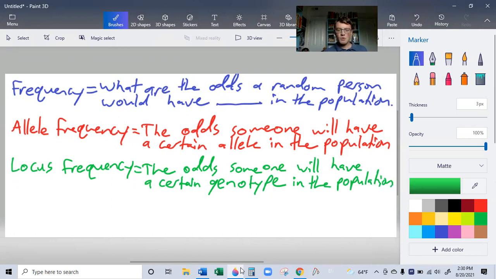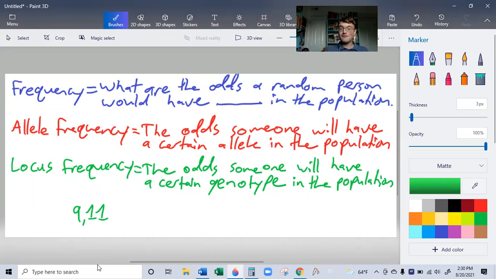Okay, what we mean by that is, whereas the allele frequency was, what are the odds they have a 9 somewhere in the combo? A locus frequency would be, for example, what are the odds they have a 9-11 combo at that location? Notice they have to have both numbers to meet the criteria. The odds of that happening are going to be smaller than just having one.